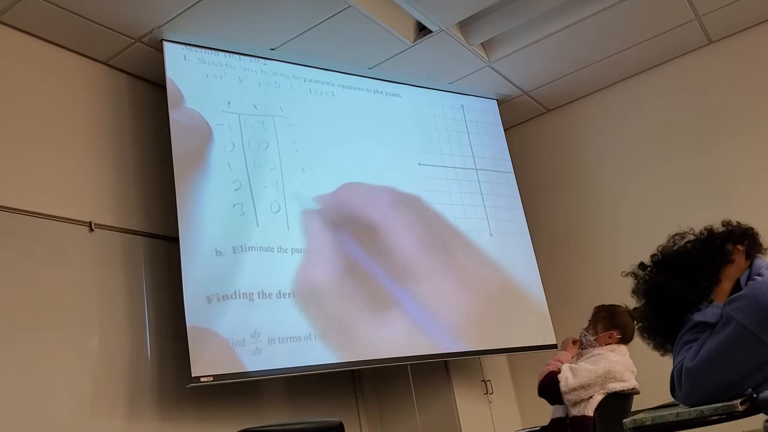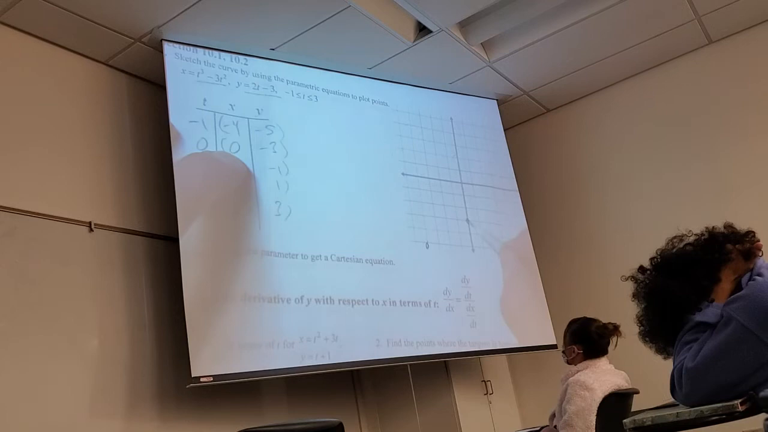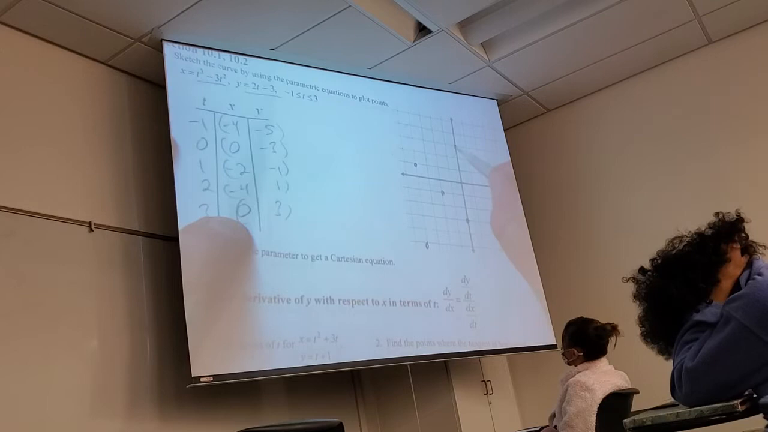I kind of do this for myself so my brain can focus on the parts that are actually points. This is the behind the scenes guy that doesn't show up. So negative 4, negative 5, 0, negative 3, negative 2, negative 1, negative 4, 1, 0, 3. That is niftadelic, right?